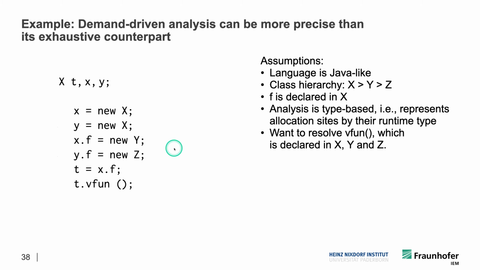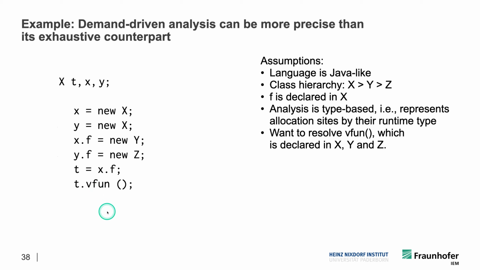Now, the demand that we have in this program is that we want to resolve this virtual function call here. And this function is actually also declared in X, Y, and Z. So that means without knowing anything else, this function call might actually be going to x.vfun or y.vfun or z.vfun, right? And that's exactly what we want to figure out using the analysis.